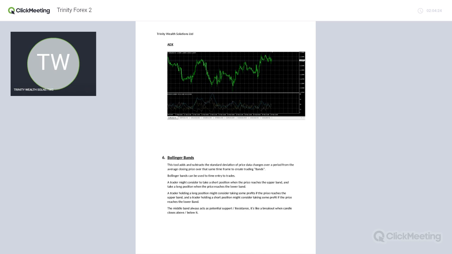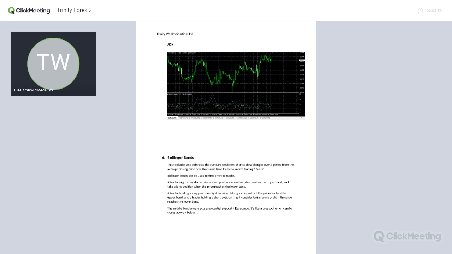Okay, so all that one, you don't have to really know; I'm just telling us how they are constructed. So Bollinger Bands can be used to time entry to trades. A trader might consider taking a short position when the price reaches the upper band and a long position when the price reaches the lower band. Bollinger Bands has three bands: the upper band, the middle band, and the lower band. So you can use the outer bands: when the price hits the upper band, you sell. When the price hits the lower band, you buy.